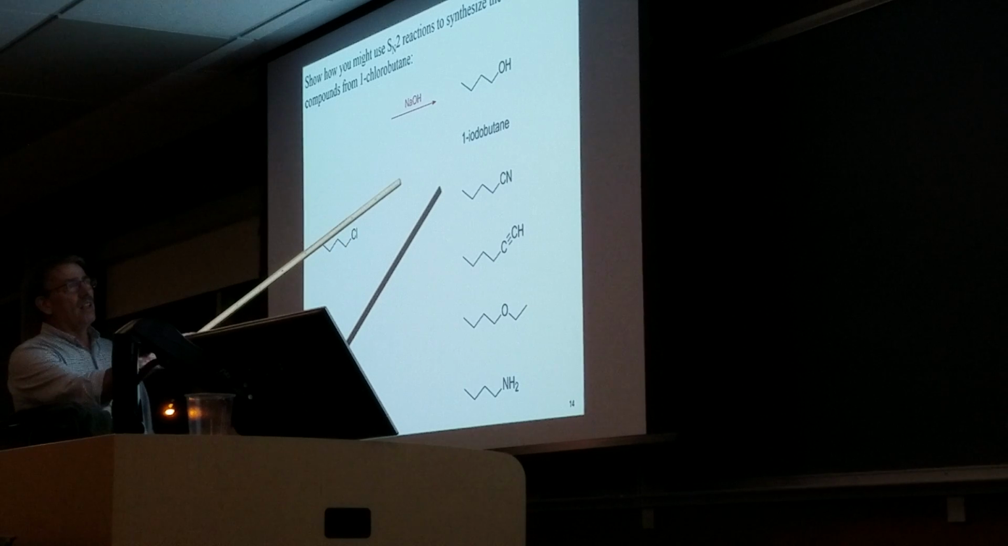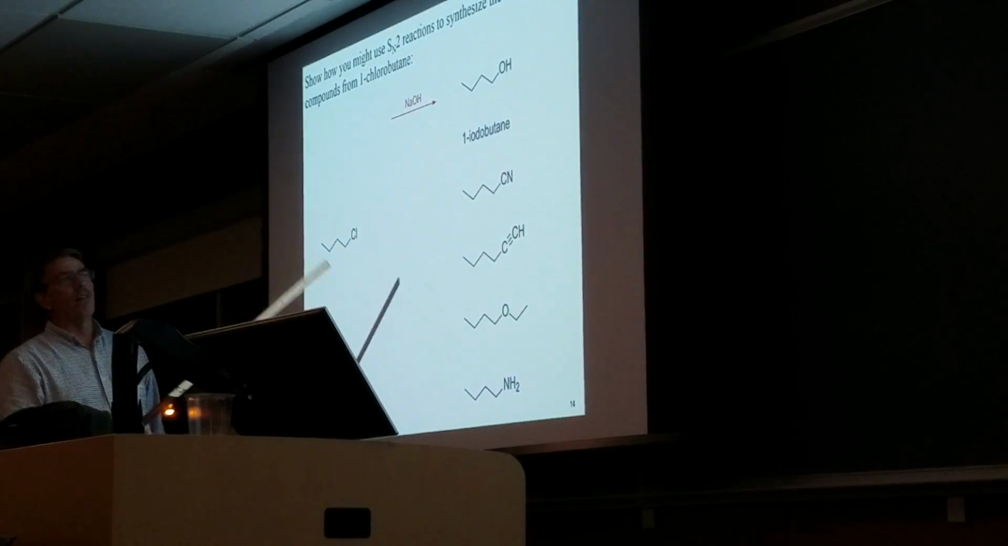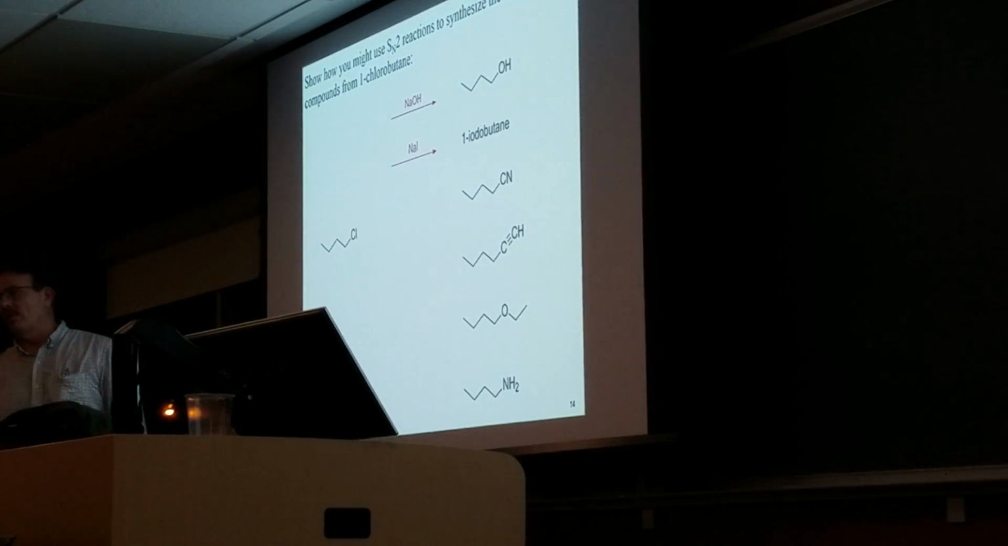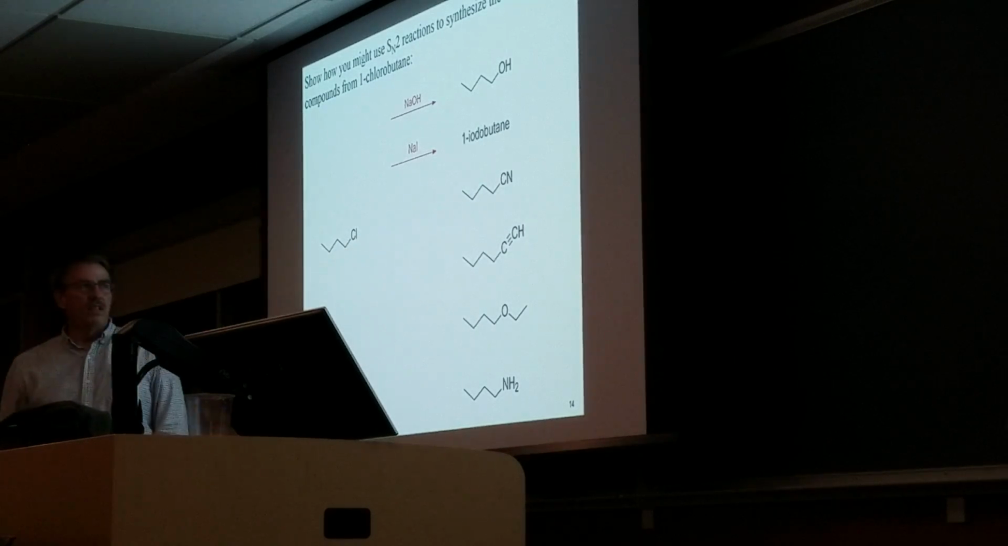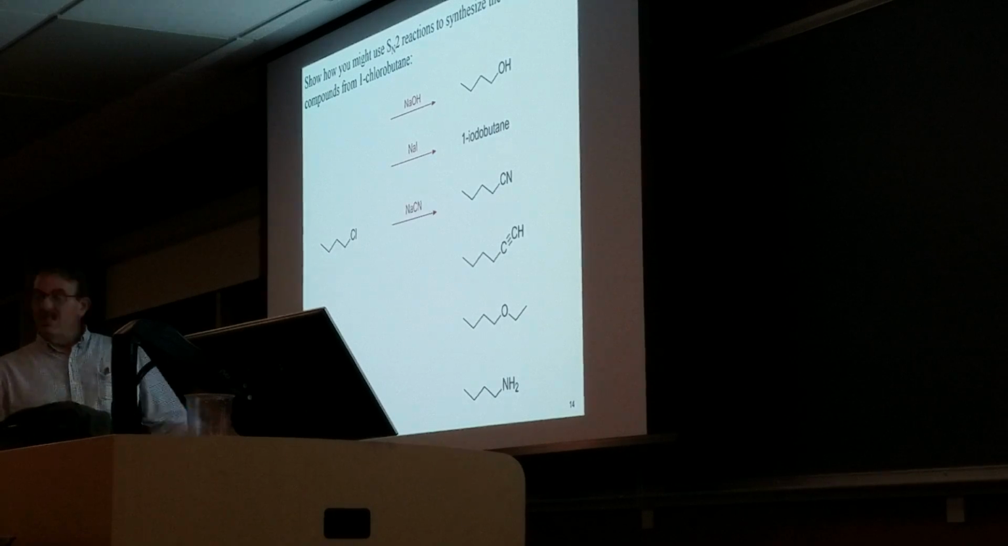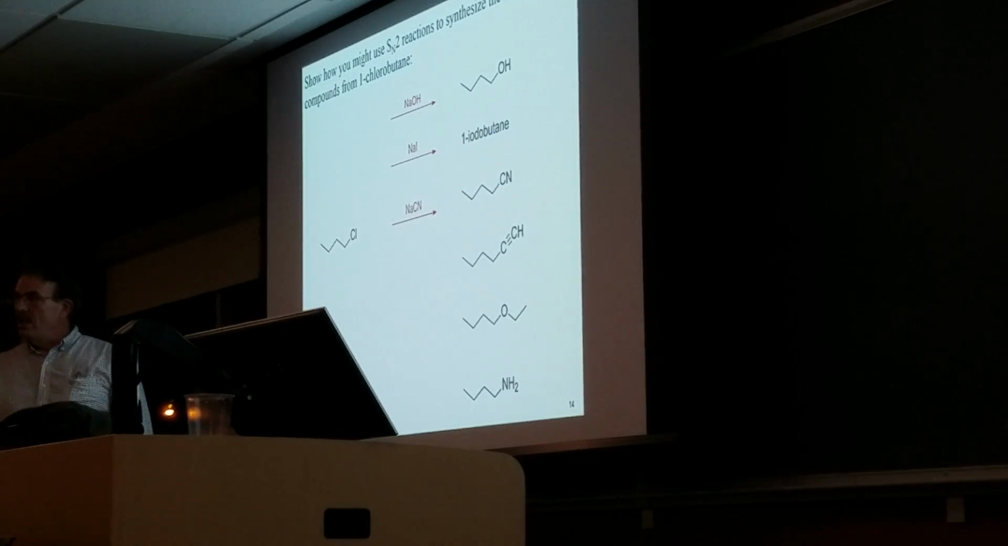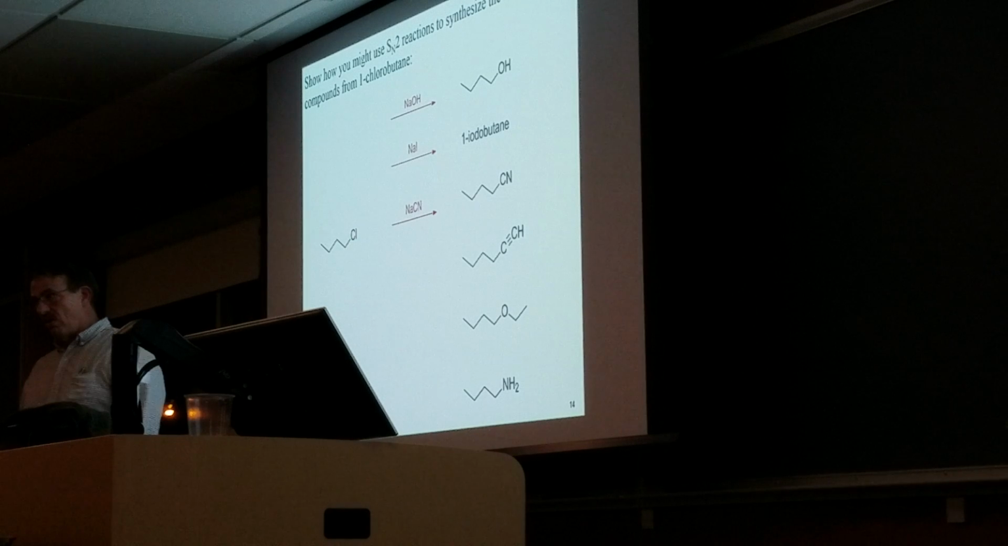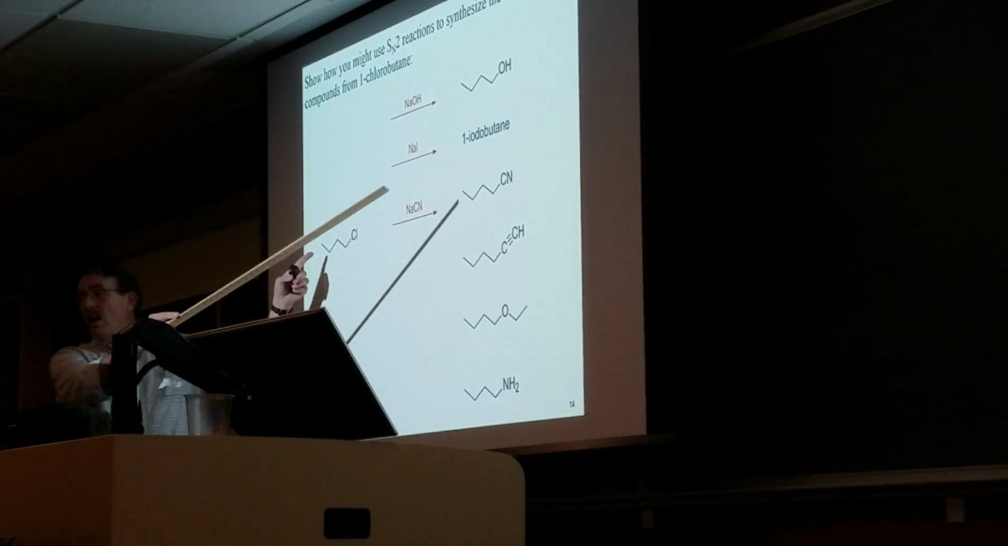How about this one here? 1-iodobutane. Oh, we just did that problem, right? I'm going to use sodium iodide. Okay. How about if I replace that iodine with a cyanide? Again, I just use sodium cyanide. Okay. You need to be able to identify the nucleophiles depending on what your product is.